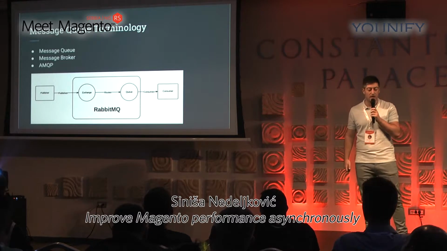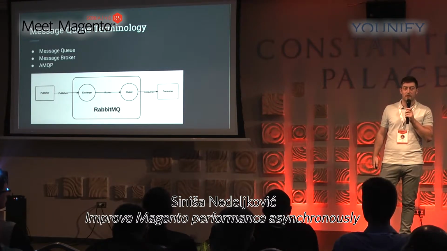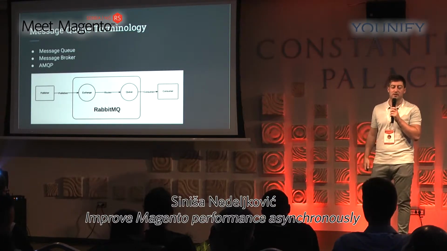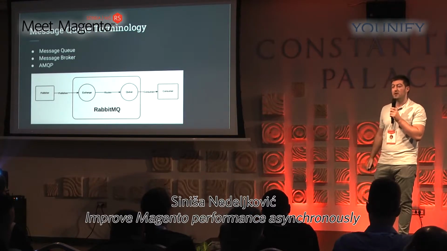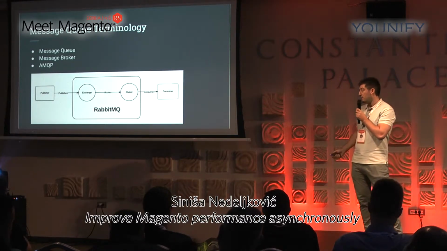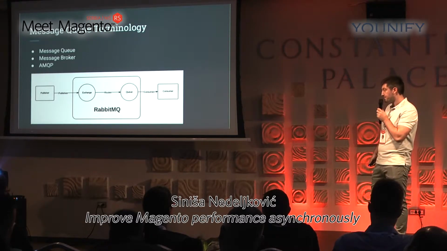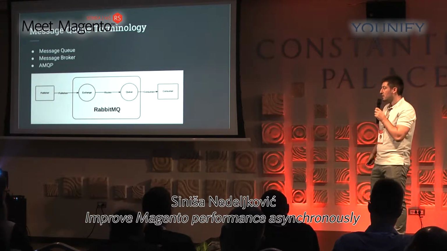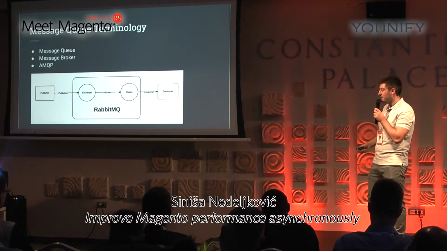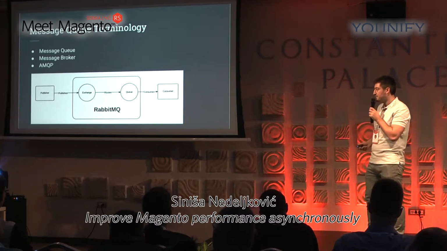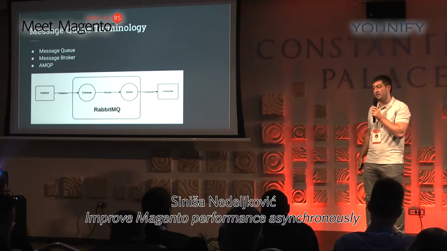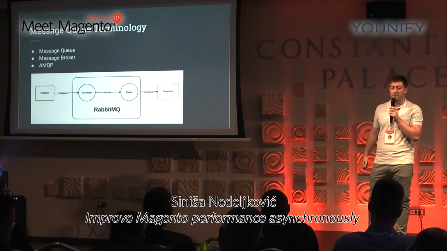What is a message queue? A message queue is obviously a queue of messages which are used between applications or services for communicating between them. Then we have a message broker. It's, let's say, a kind of intermediary application which holds all those messages and delivers them to the consumers. And lastly, we have the AMQP protocol, which is an open standard protocol used for message-oriented middleware.